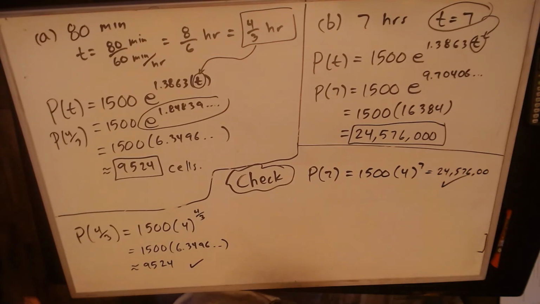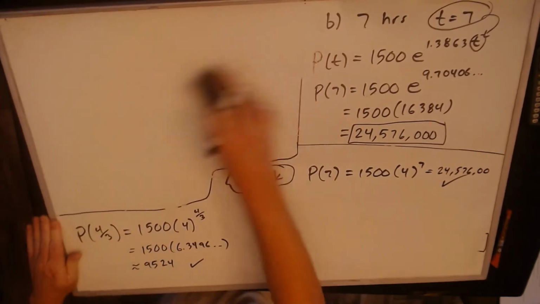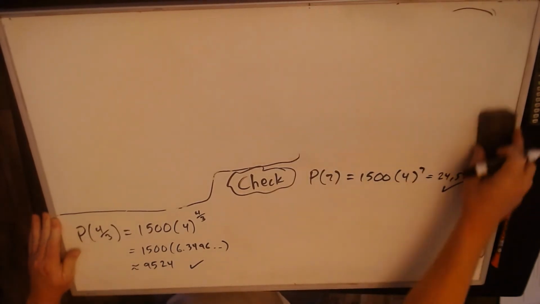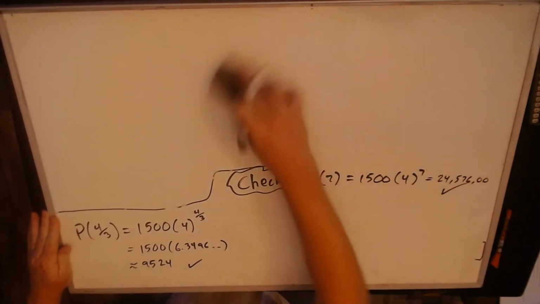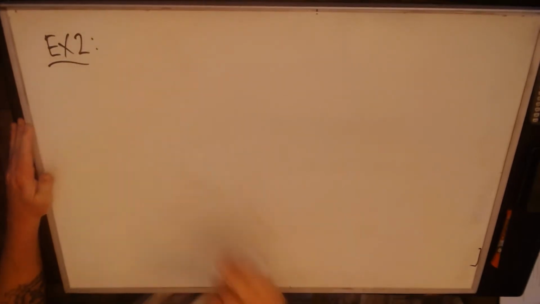So the key to this problem was the doubling time. Doubling time is an important concept in growth functions. When we talk about decay, we do it the other way around.